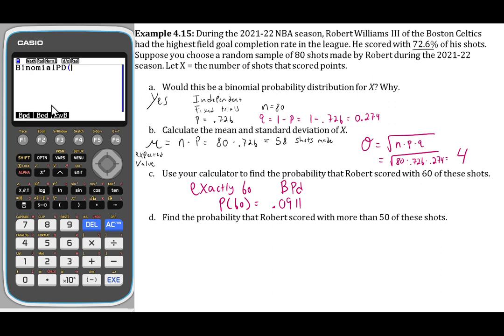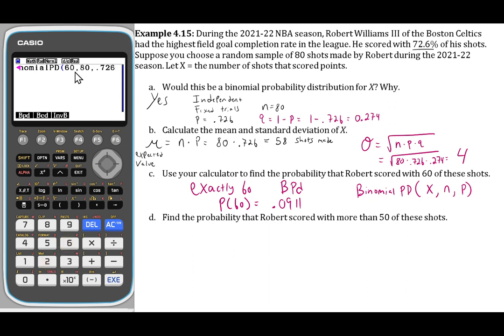I cleaned up my screen just a little bit so we can see exactly what we're typing in here. We need to follow a specific pattern for the Casio calculator. After typing BinomialPD, the first thing is the x value, then the number of trials, then the probability of success. So we're going to type in 60, use the comma button, which is above delete, then 80, use the comma button, and then 0.726.